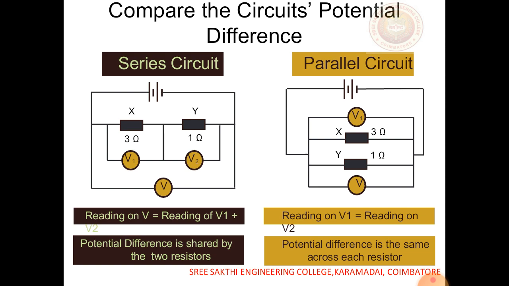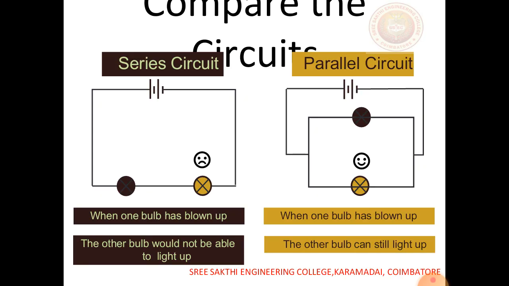In the series circuit, the reading of V is equal to the reading of V1 plus V2. Here in the parallel circuit the reading on V1 is equal to the reading on V2. Voltage will be the same. In the series circuit the potential difference is shared, that is, voltage is shared. Here voltage is not shared in the parallel circuit. Here the current is shared whereas voltage will be common. So you can find out the difference here.